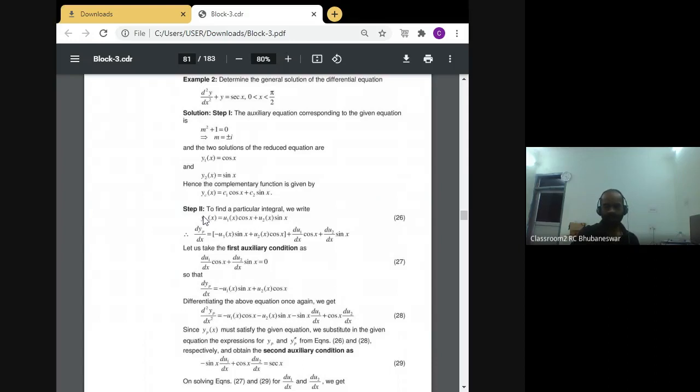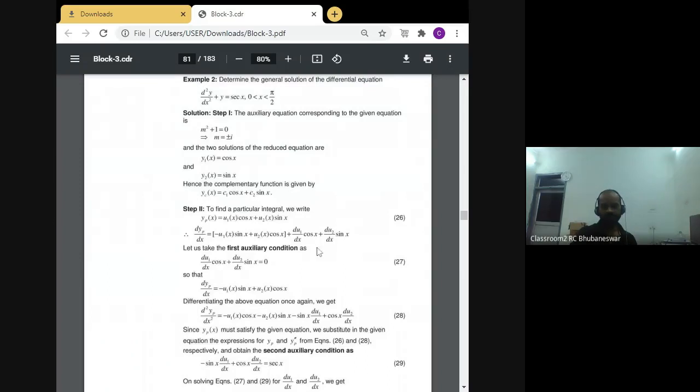Now in the second step, we have to assign the value of yp, and here yp equals u1 cos x plus u2 sin x. Now we are adopting the same procedure. We are first calculating the derivative of yp with respect to x, and after calculating the derivative, look at the derivative of u1 and the derivative of u2. These two terms will be taken as 0, and that is known as the first auxiliary condition.